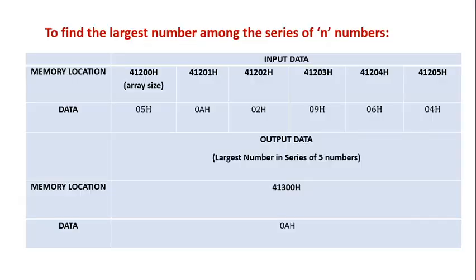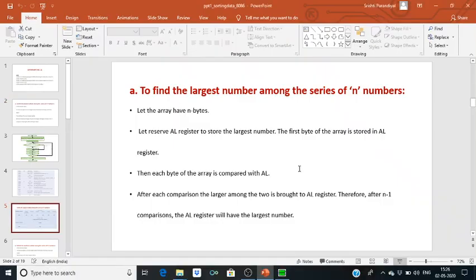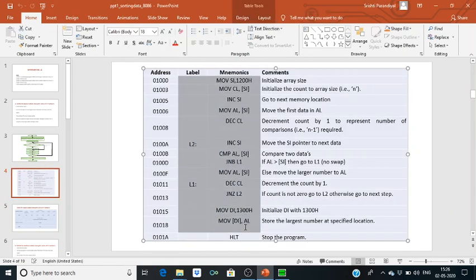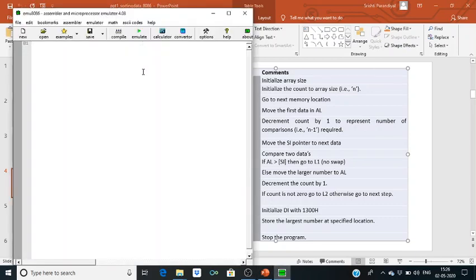In this example I have taken five numbers, so the array size is 5, and the memory locations starting from this till this have the elements of the array. After execution of this program, we should get the largest number at this location. So now let's execute this program. First we will copy the program, and we will go to our emulator.